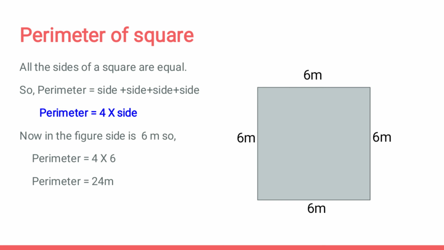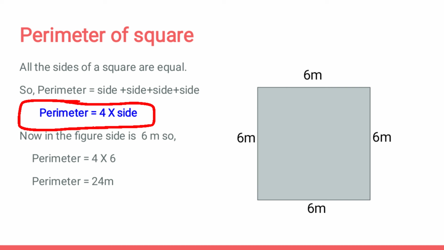Now let's see the perimeter of a square. We know all the sides of a square are equal. So if we add all the four sides of a square, then we will get the formula for calculating the perimeter of a square. That is 4 multiplied by side. This is the formula for calculating the perimeter of a square.